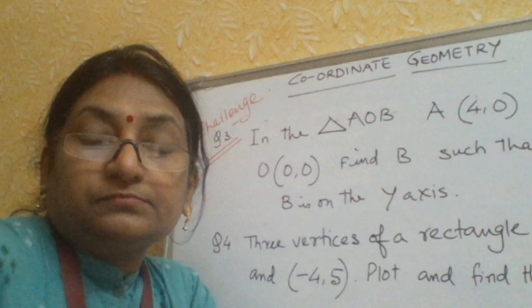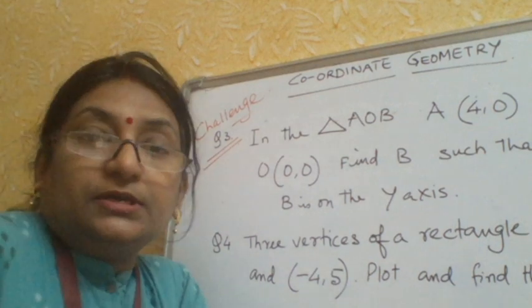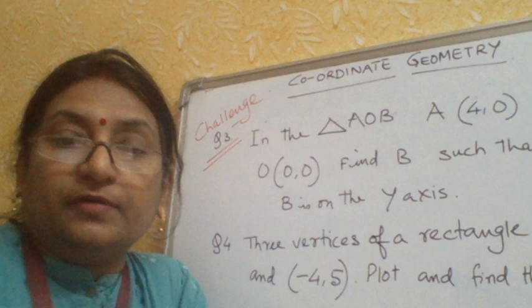Now the third coordinate, the third one is -4 and 5. In this way you have obtained this point. This is -4, and in between 4 and 6 this point is your 5. So this is -4, 5. This one is -4, 2 and this one is 3, 2. Now we need to find the fourth vertex so that it becomes a rectangle.